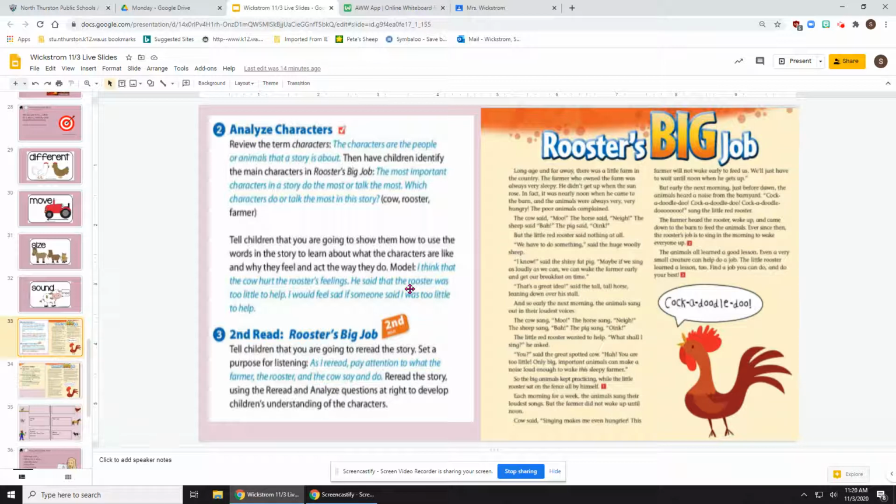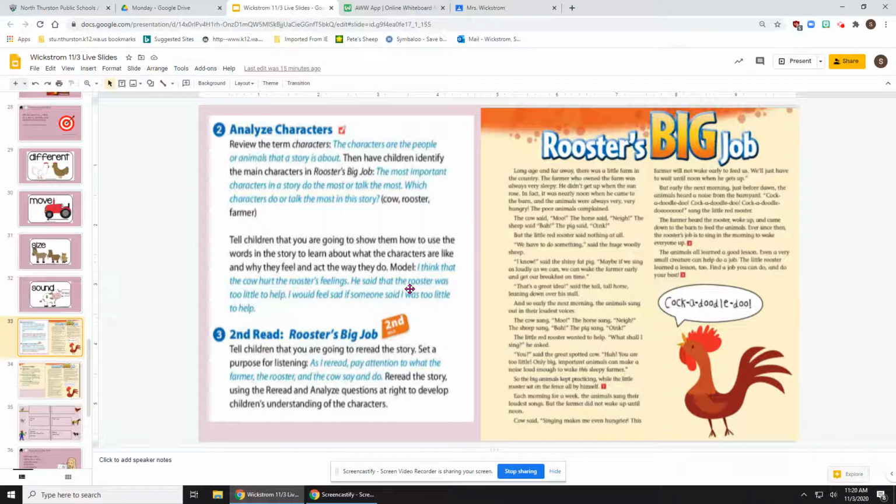But early the next morning, just before dawn, the animals heard a noise from the barnyard. Cock-a-doodle-doo! Cock-a-doodle-doo! Cock-a-doodle-doo! Sang the little red rooster. The farmer heard the rooster, woke up, and came down to the barn to feed the animals. Ever since then, the rooster's job is to sing in the morning to wake everyone up.